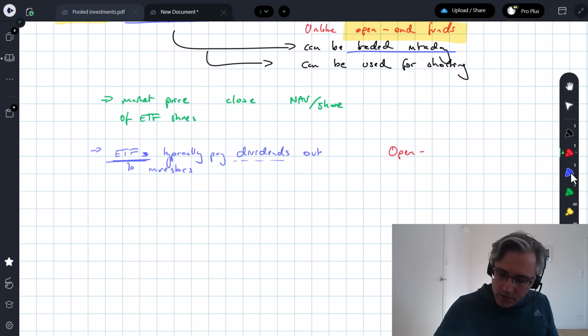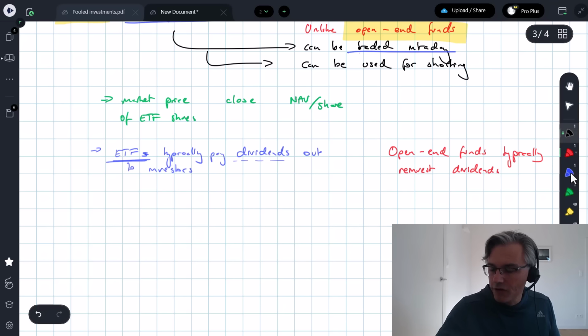Open-end funds, on the other hand, don't. Open-end funds typically reinvest the dividends which they receive. Okay, that's also a feature which you may be asked on.